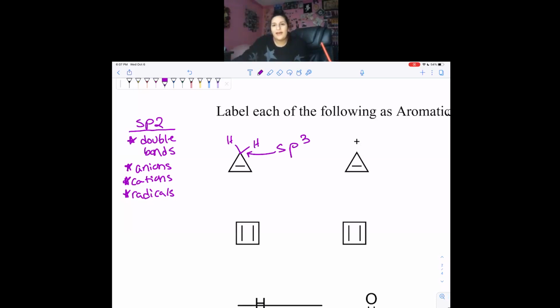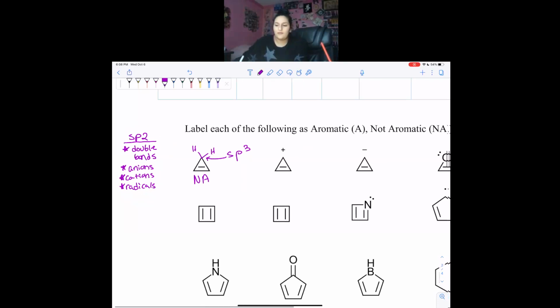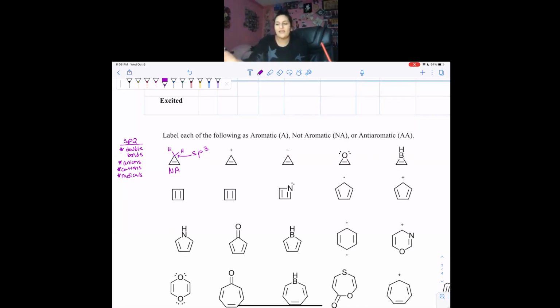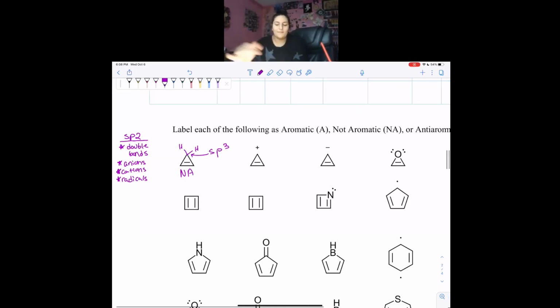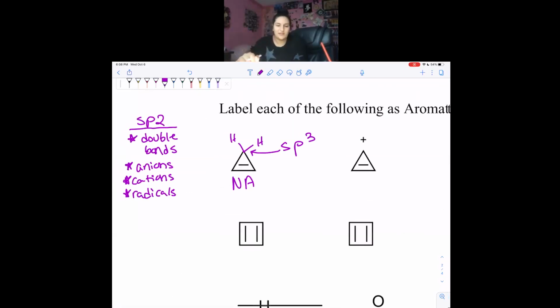And right off the bat, if we have sp3, this is what? Aromatic, anti-aromatic, or non-aromatic? Non-aromatic. Agreed. And then you can either shorten these as A, NA, or AA, or you could just say A and then non and then anti, whatever makes you happy. All right, so that one was easy. We saw sp3, you immediately kick it out.